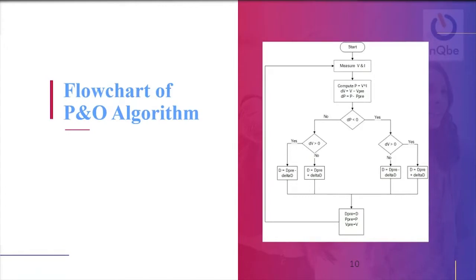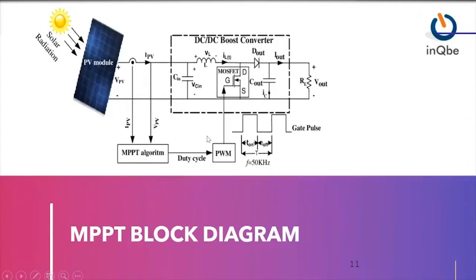There are two parameters. Based on power variation, we will check whether power increases with increasing or decreasing voltage, or power reduces with increasing or decreasing voltage. In a similar way, we will compute the duty cycle, and based on that duty cycle, we will operate the converter. We'll check in the real simulation itself. Okay.